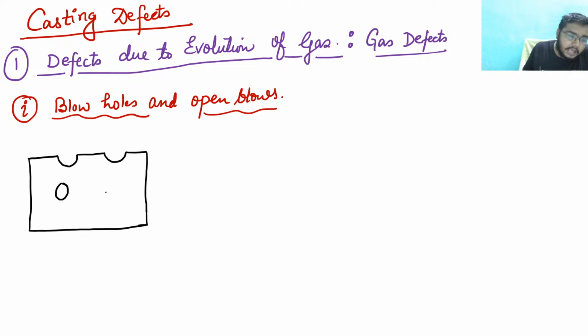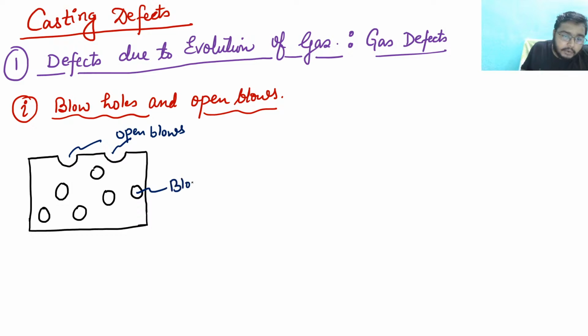In this casting, if I have holes of a very big size, like this, these are known as open blows, and these are known as blowholes. Now see, these gas defects which are formed on the surface of the castings are known as open blows. Clear? And the gas defects of bigger size that are inside the casting are known as blowholes.